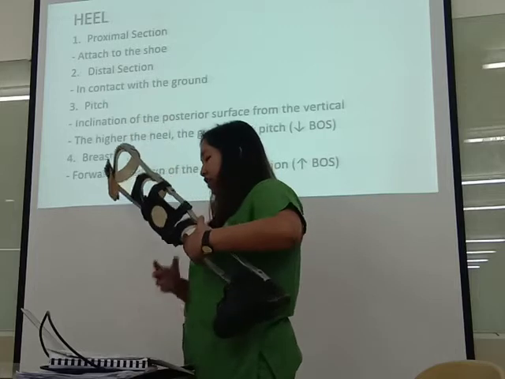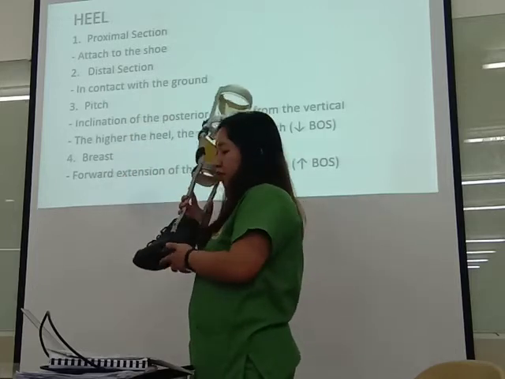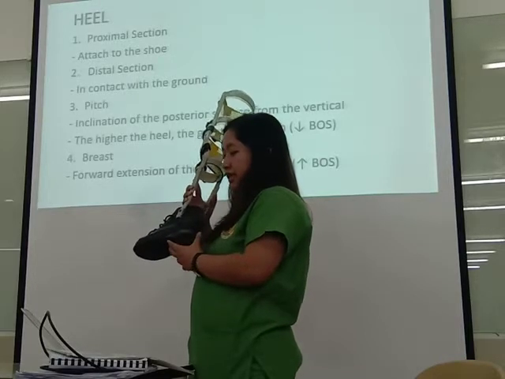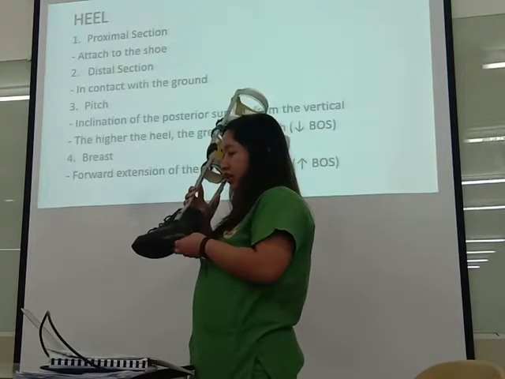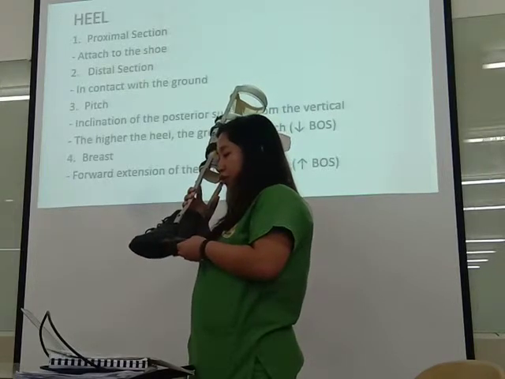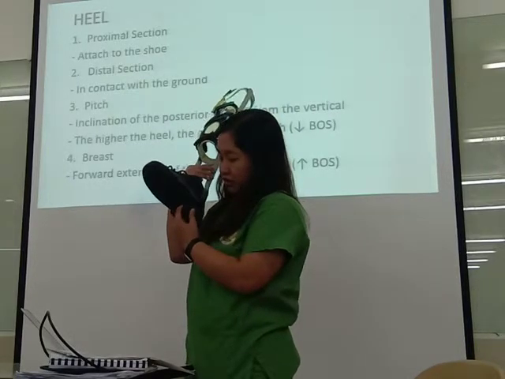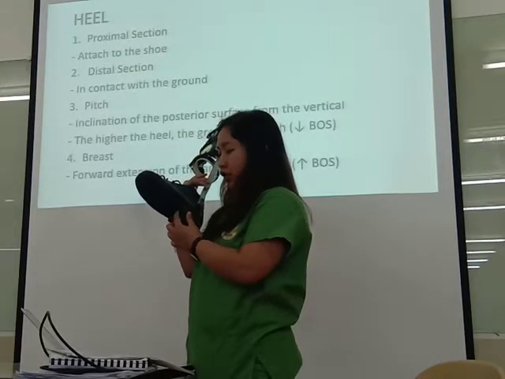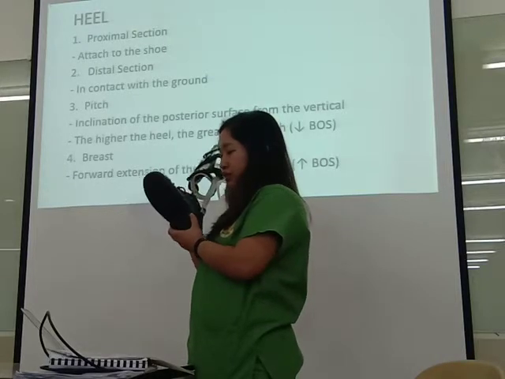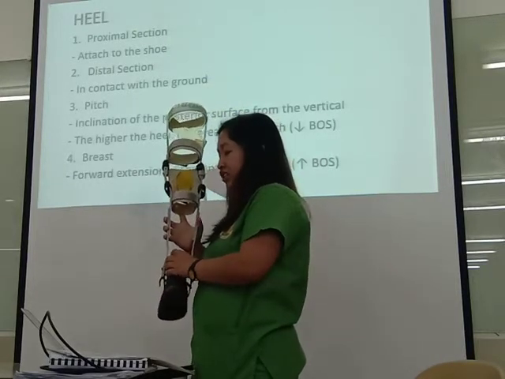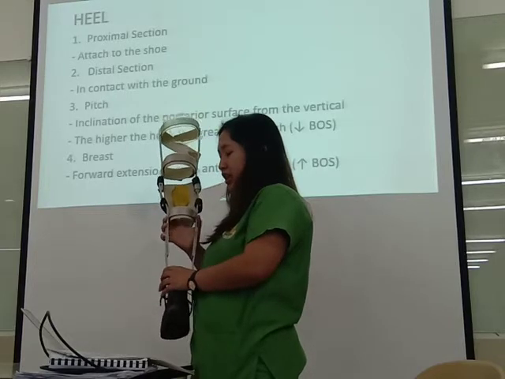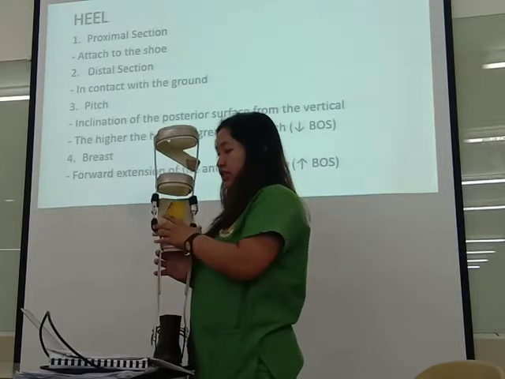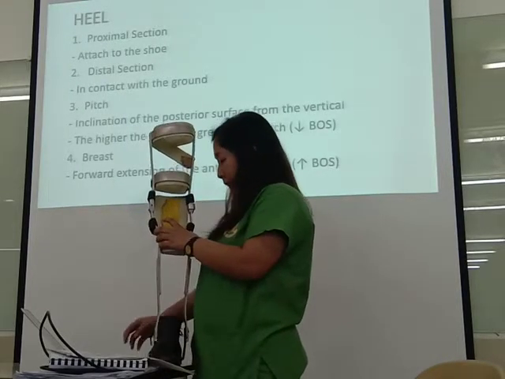So, for the heel, we have the proximal section, which is attached to the shoe, and the distal section, which is in contact with the ground. This is the breast, sorry, which is the forward extension of the anterior portion. And the pitch, which is the inclination of the posterior surface from the vertical. So the higher the heel, the greater the pitch, which decreases the BOS.